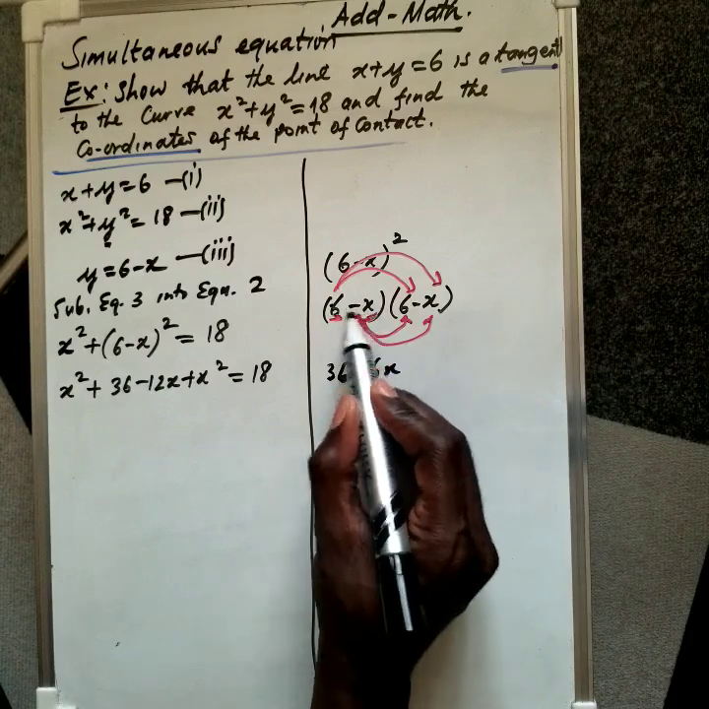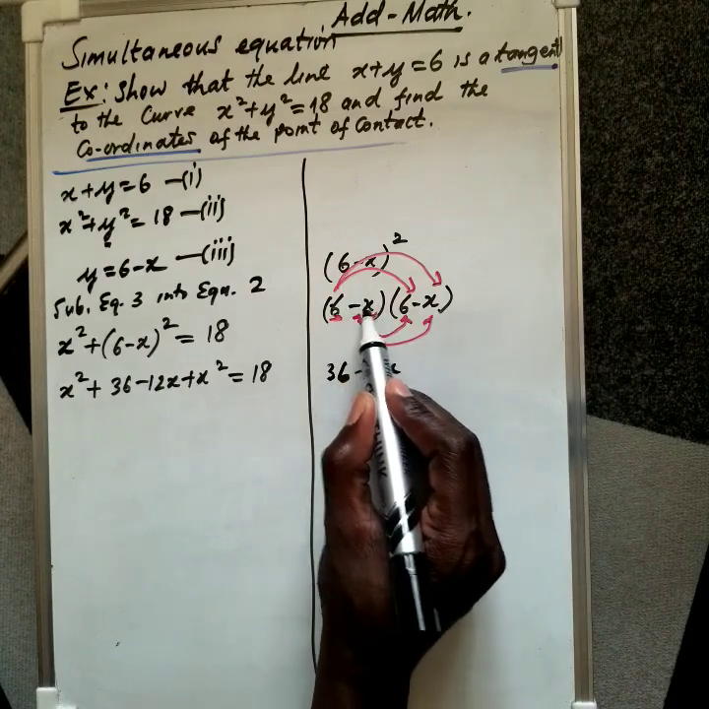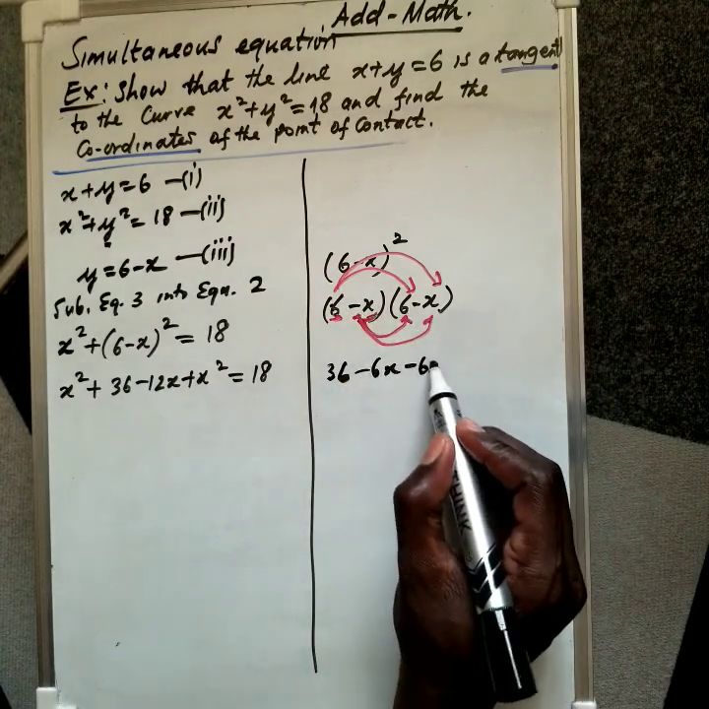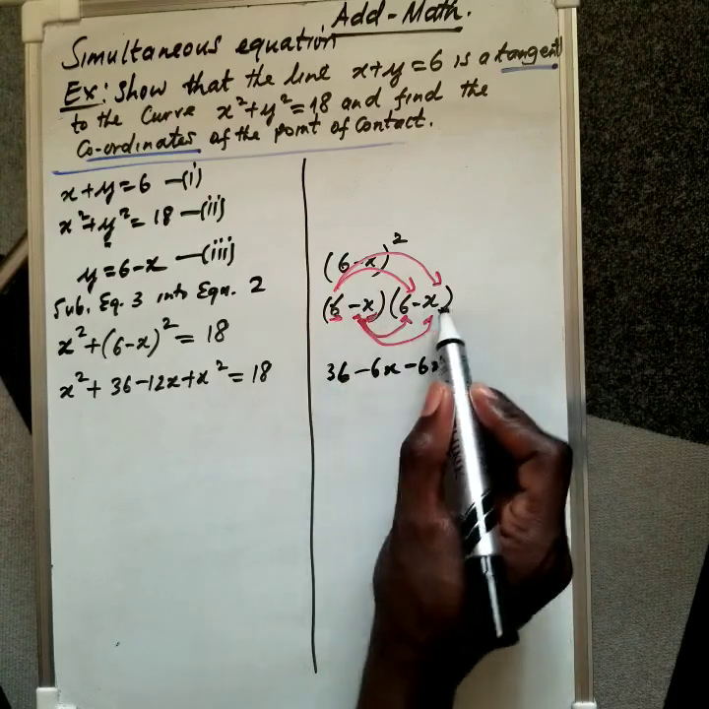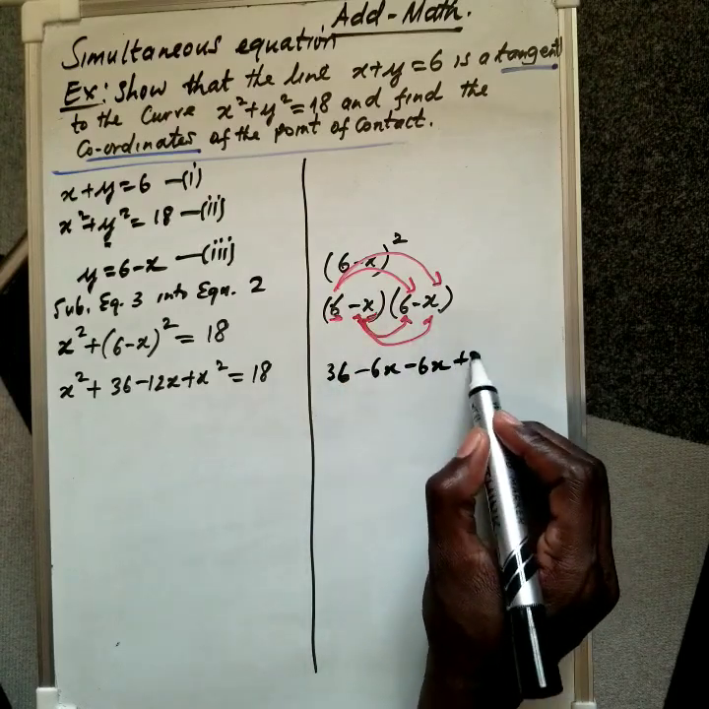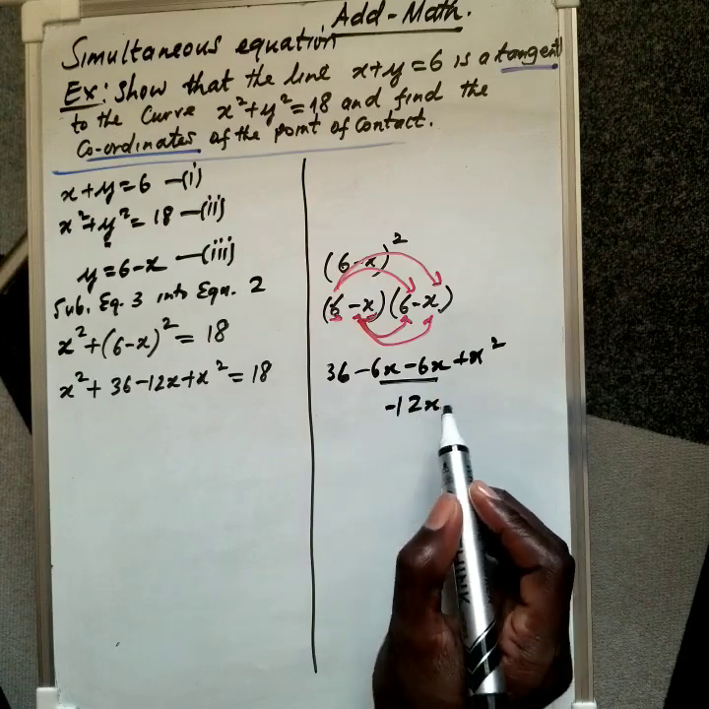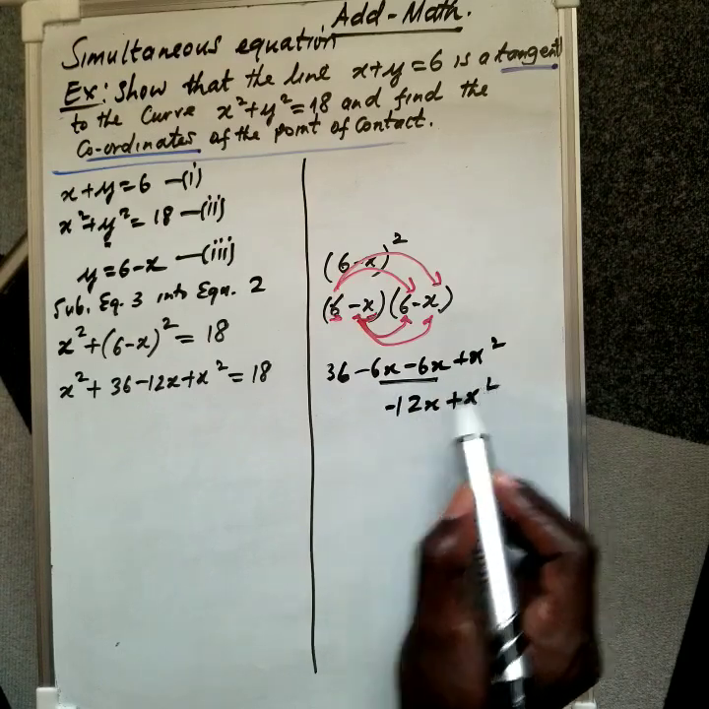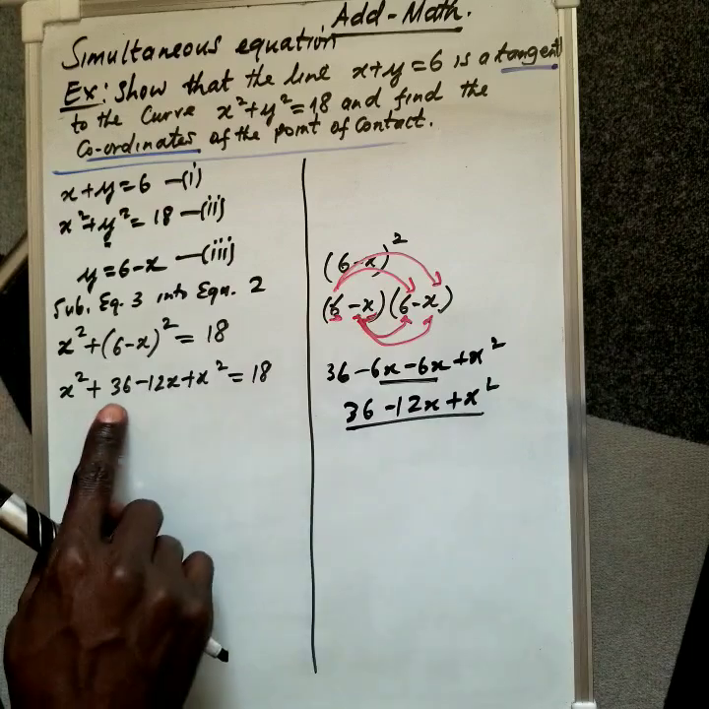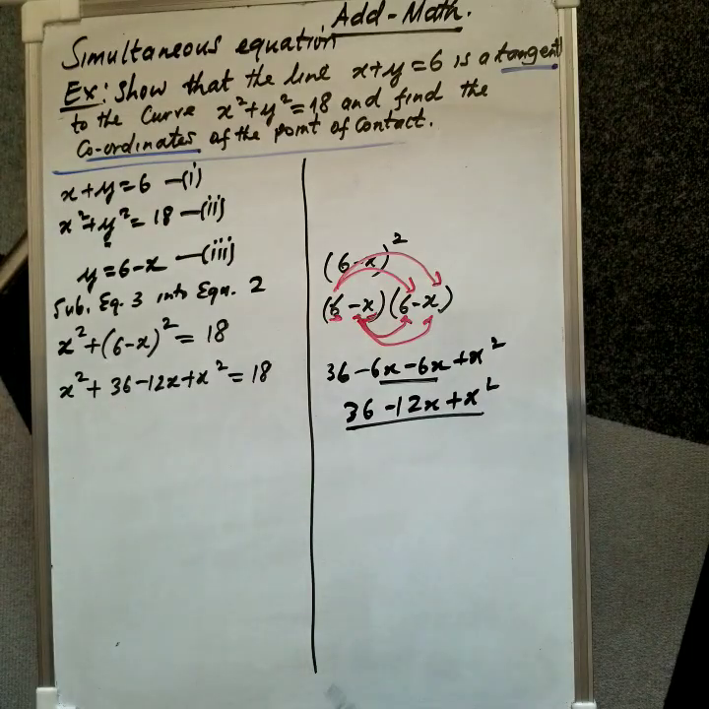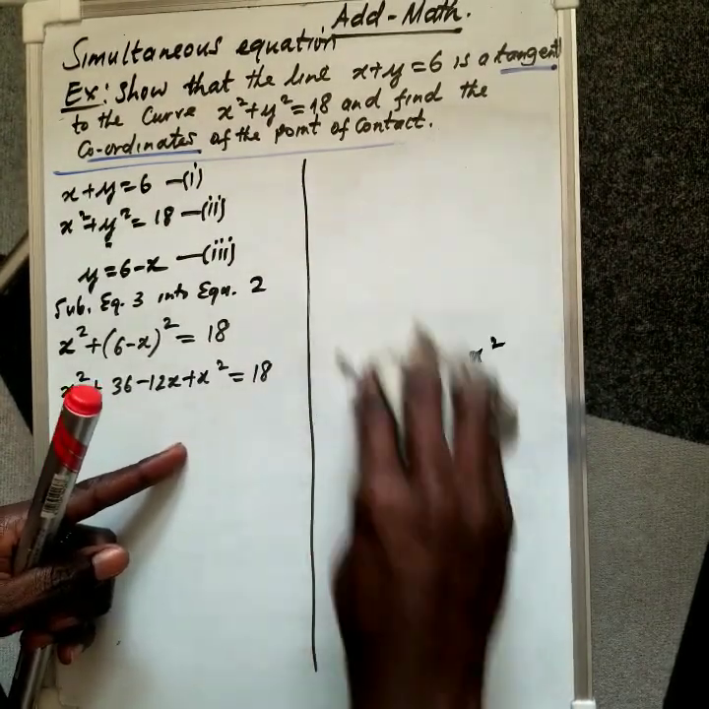I come to negative x together with a sign in front, negative x times 6, that is negative 6. Negative x times negative x will give me positive x squared. Remember, these are like terms, they will give you negative 12x plus x squared and 36. So this is what I got there. So the idea now is simply to collect the like terms.